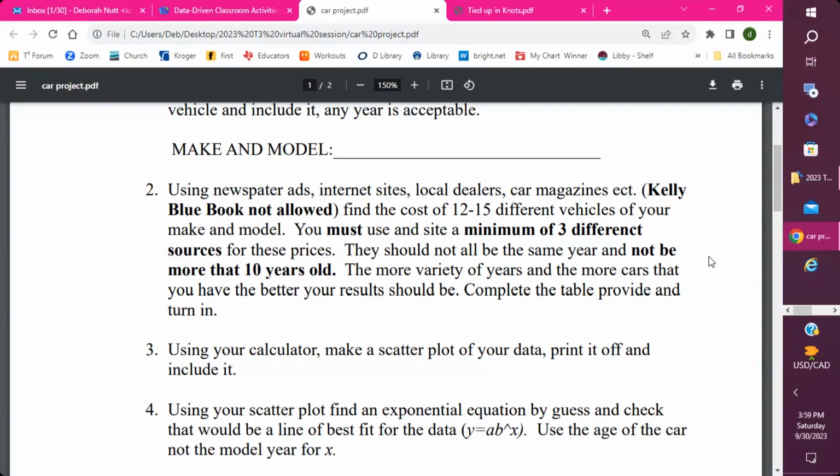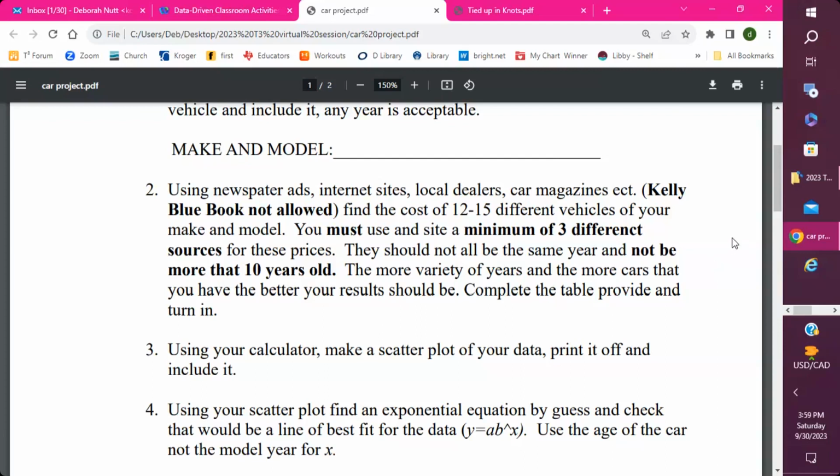But the other thing that I did with that is, when we start talking about the scatter plot, they would not have a function for their scatter plot because they're going to have some repeated data. And that's also going to affect what the graph is going to look like. If they have to have at least 12 vehicles, but none of them can be more than 10 years old, they're going to have repeats in their years.